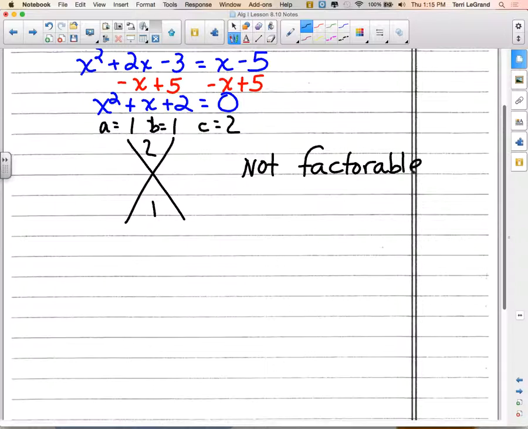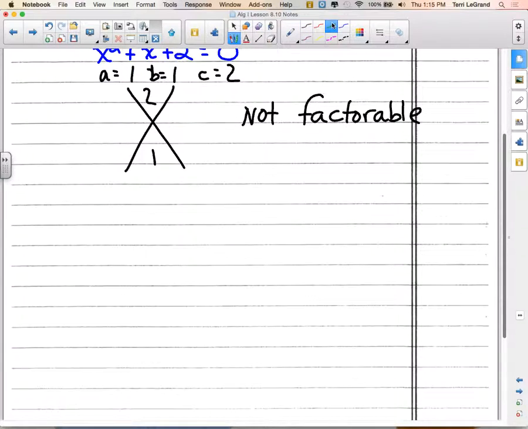Not factorable does not mean not solvable. Not factorable means you better find another method to solve it with, folks. Can we use the square root method? Is B 0? No. So we have to use the quadratic formula, what we learned yesterday. Let's do it.